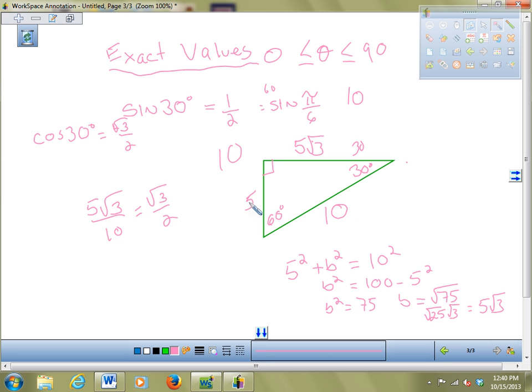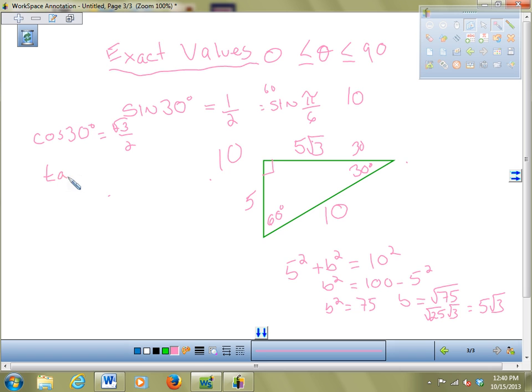The ratio of the adjacent side to the hypotenuse, when this angle is 30 degrees, is always going to be root of 3 over 2. It doesn't matter if I call this 12 or 27 or whatever it is. When those angles are set, that ratio is always going to be the same, and you can use that to solve problems. So cosine of 30 is root of 3 over 2.